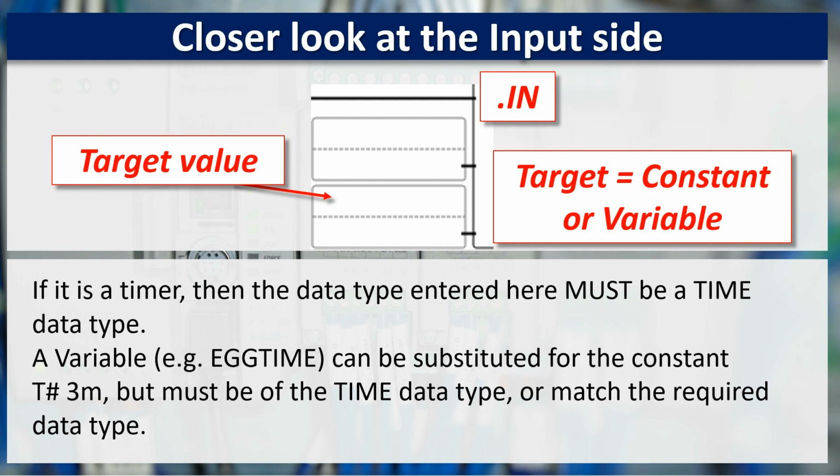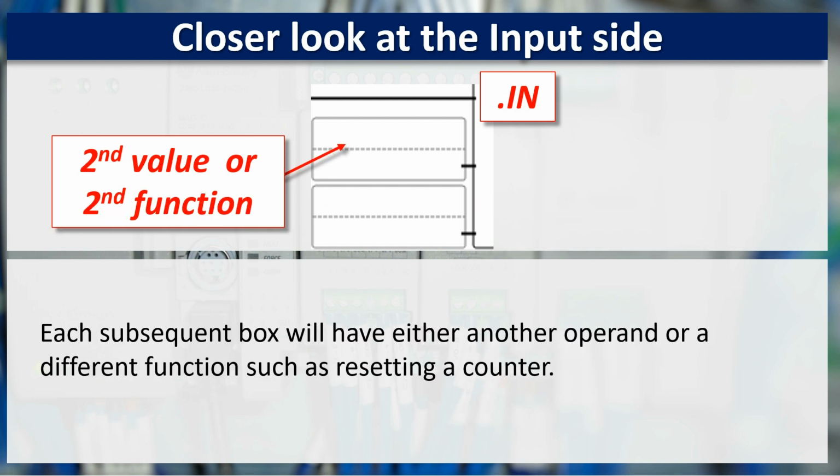If it is a timer, then the data type entered here must be a time data type. A variable, for example egg time, can be substituted for the constant T#3 minutes, but must be of the time data type or match the required data type. Each subsequent box will have either another operand or a different function, such as resetting a counter.